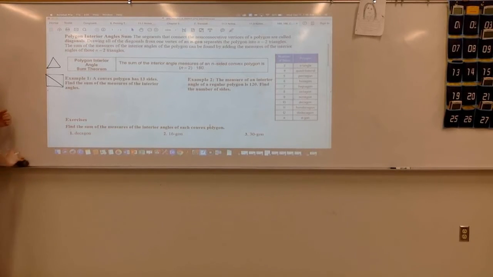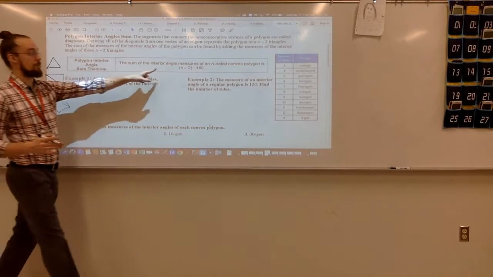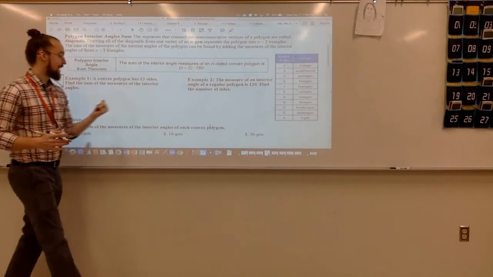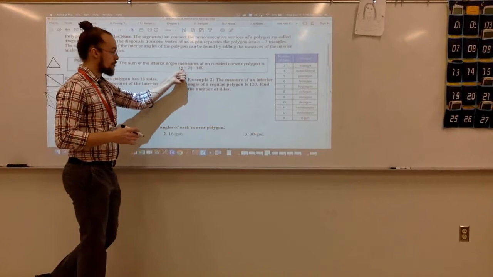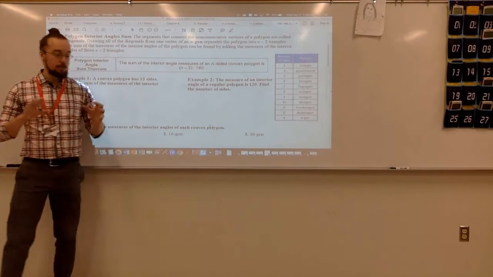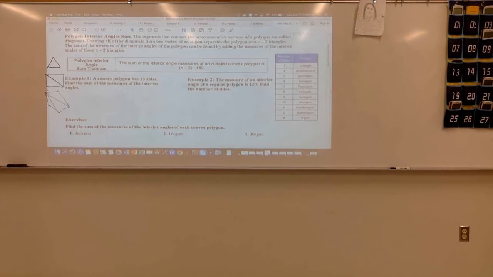And if I draw a 5-sided shape here, 3, 4, 5, and I connect vertices like that, I create 3 triangles. So a 5-sided shape, I get 3 triangles: 5 minus 2, 3 triangles. Each triangle has 180 degrees, so 3 times 180 would be the sum of all the angles in a pentagon. So this formula, the number of sides minus 2, times 180, gets me the sum of all of the interior measures of a polygon.